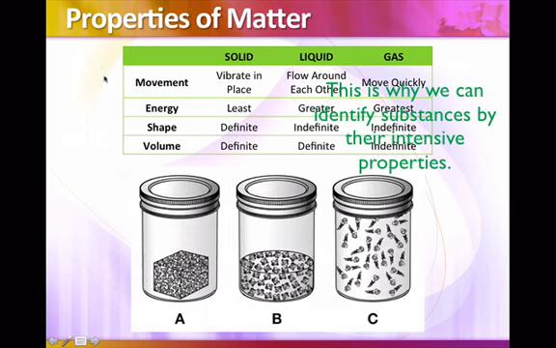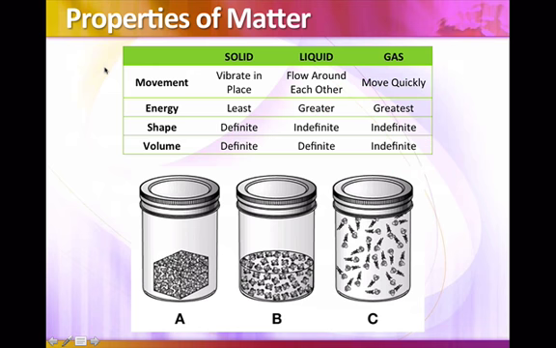Here's the next thing. We have 3 different phases of matter that we're really going to focus on: solids, liquids, and gases. There's also plasma, but we're not going to talk about that a whole lot. So solids, liquids, and gas. Make sure you copy down this table. It will come in handy later on. We have movement, energy, shape, and volume.